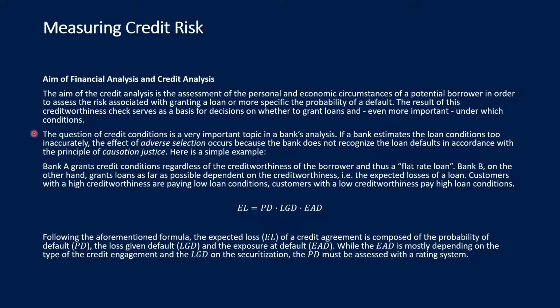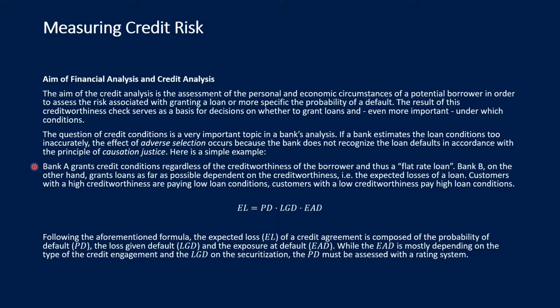The question of credit conditions is a very important topic in a bank analysis. If a bank estimates the loan conditions too inaccurately, the effect of adverse selection occurs, because the bank does not recognize the loan defaults in accordance with the principle of causation justice. Here is a simple example.